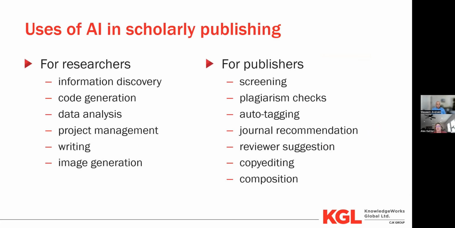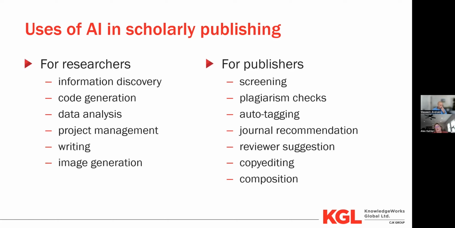So AI is already used really pretty broadly in scholarly publishing. Researchers are using it for information discovery. There are a number of AI-based code generation programs out there. It's being used in data analysis. Tableau, for instance, is a very well-known data analysis program that's based on artificial intelligence. It's used for project management, and to assist in writing and image generation as well.